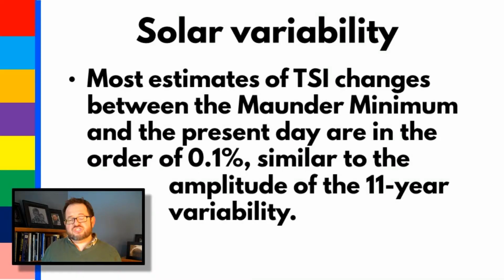And when you take all that information into consideration, you find out that most estimates of the TSI changes between the modern minimum and the present day are only on the order of like 0.01%. In other words, we just haven't really resulted in that much more solar radiation at the present time than now that would explain the changes in temperature that have happened since industrialization. And that amount, I mean, that's roughly the same as the magnitude of the 11-year cycle.